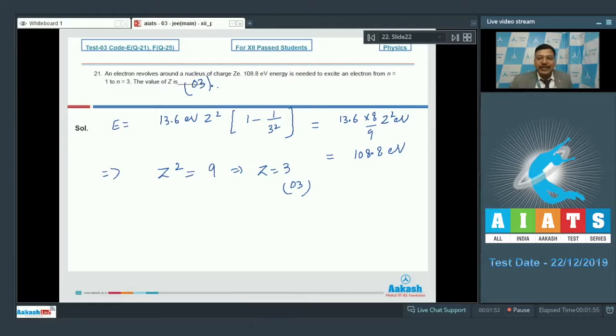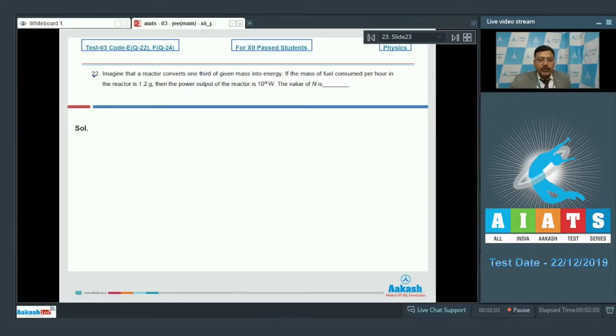Let's go to the next question now. Question 22 says, imagine that a reactor converts 1/3 of given mass into energy. If the mass of fuel consumed per hour in the reactor is 1.2 gram, then the power output of the reactor is 10 to the power n watt. The value of n is. Well, it is simply based on Einstein's mass energy equivalence, that is E equal to mc square. We'll use that expression, of course.